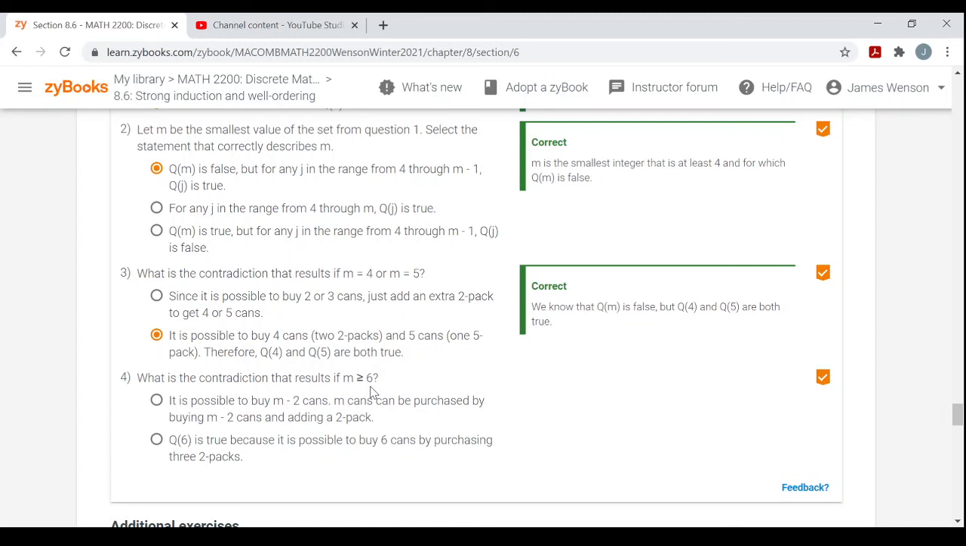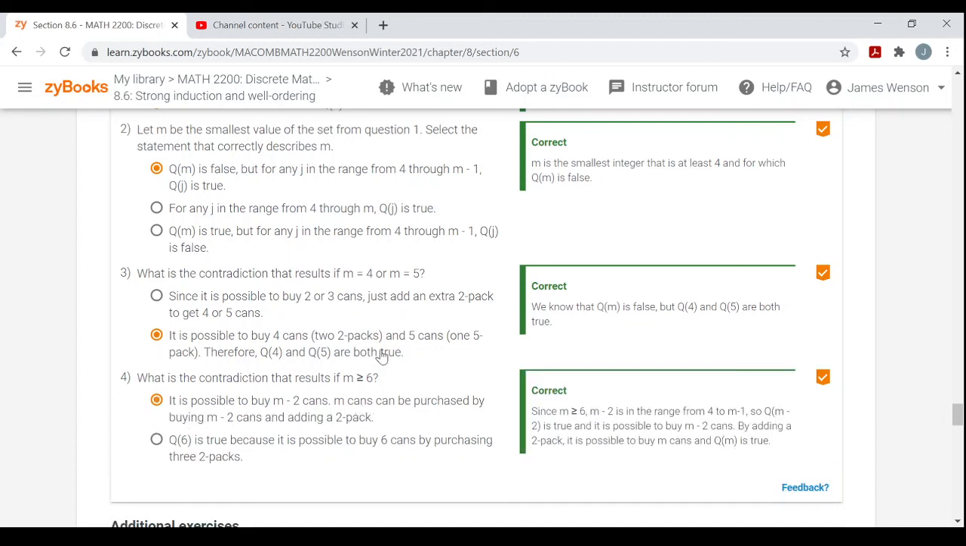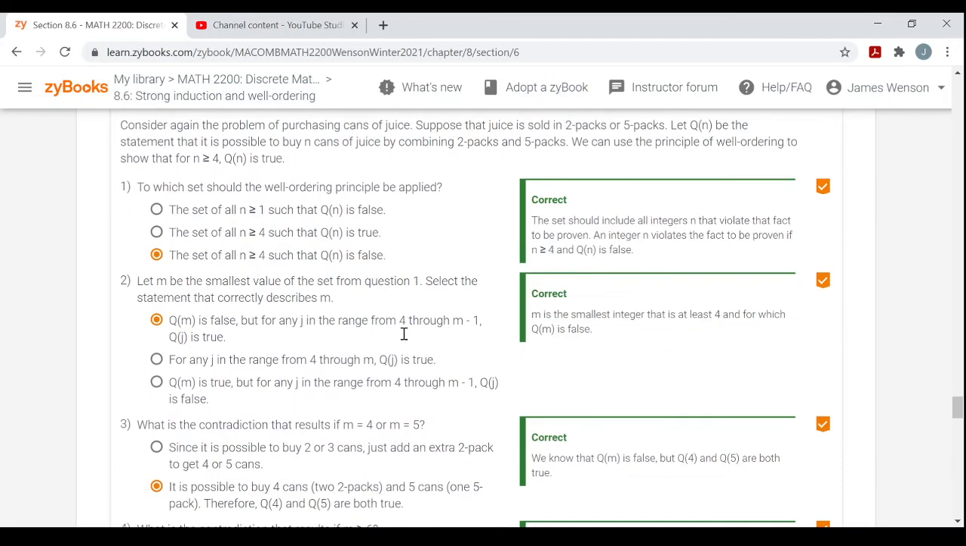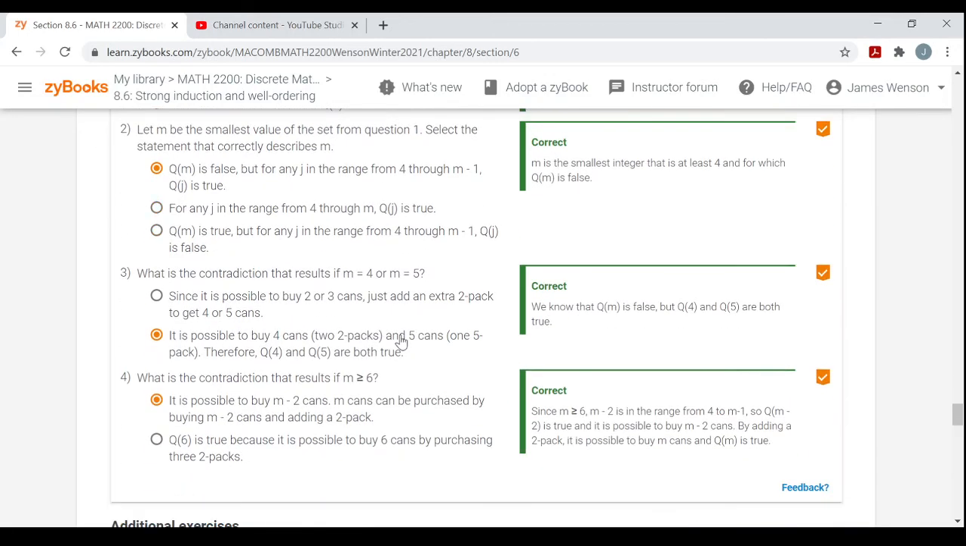And then if that's true, if you can buy m minus 2 cans, you could just buy another 2-pack and get m cans. So Q of m would be true, and it would also be false, because we said it was false. There's a contradiction there. So it is possible to buy m minus 2 cans. Right? M cans can then be purchased by buying m minus 2 cans and a 2-pack. So you'd say it was possible and impossible at the same time to buy m cans. There's a contradiction. So for 4 and up, there's a contradiction, meaning that our original statement must be false, meaning the statement in question, the theorem that they stated, was true. You can buy any number of cans from 4 or greater using 2-packs and 5-packs.